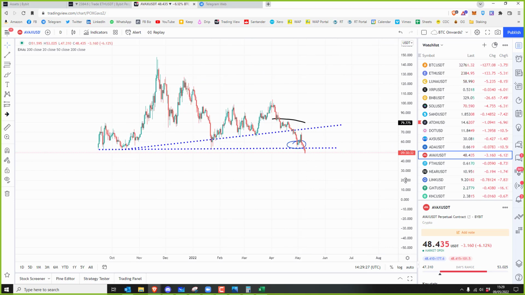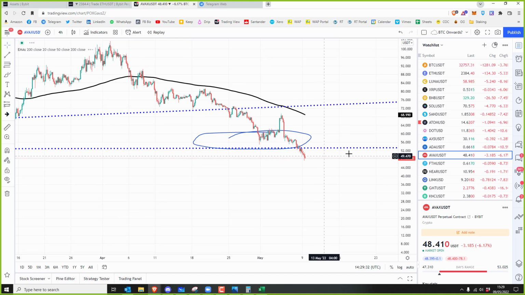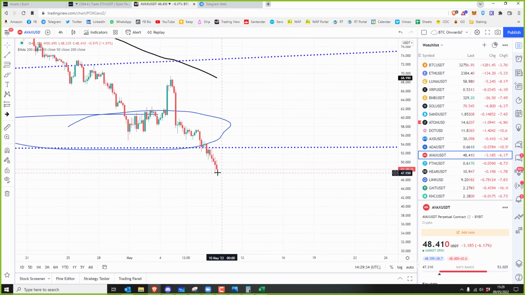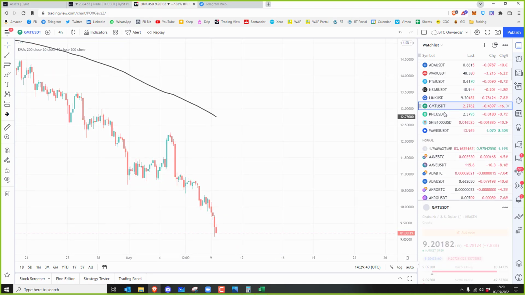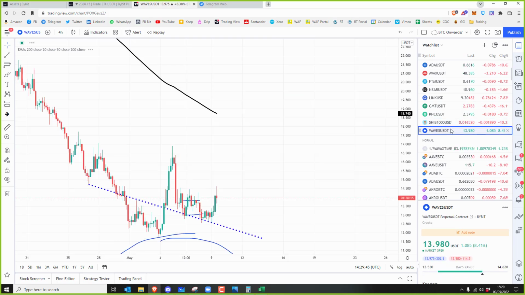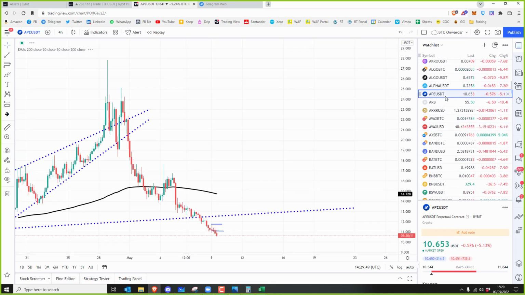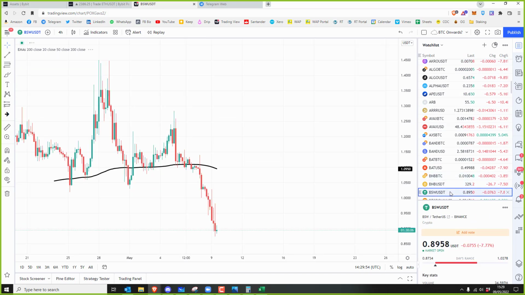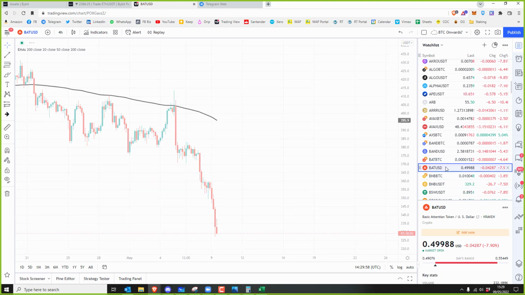Well, AVAX has actually just breached support. AVAX, it's nice and orderly. No, I'm not going to go over the top for the moment. I just want to have some skin in the game. BSW. Wait a minute, what was that previous one? BAT.